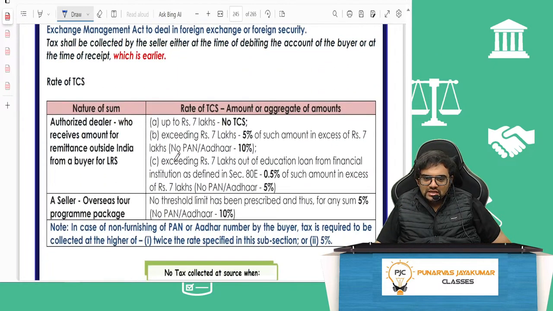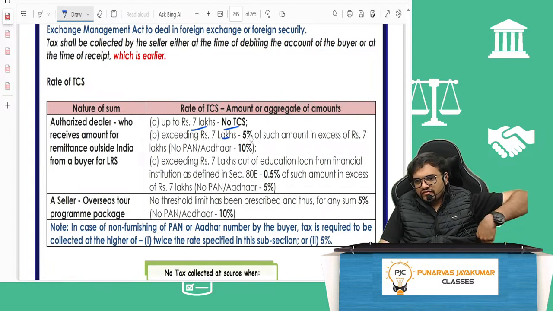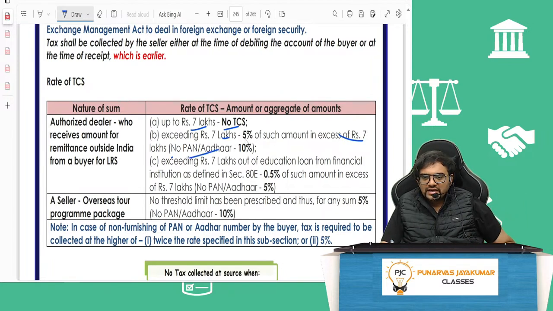So basically, guys, you are an authorized dealer. Somebody will come to you and say, I need 10 lakh rupees INR converted to US dollars. I want to go abroad. Fair enough. Up to 7 lakh, no TCS. Exceeding 7 lakh, 5% of such amount in excess of 7 lakh. I have to collect TCS, extra amount. Exceeding 7 lakh out of an education loan from a financial institution, then 0.5% of the amount in excess of 7 lakh. So, I will go to this authorized dealer, that is Western Union Money Transfer, etc. and say, give me 20 lakh education loan.